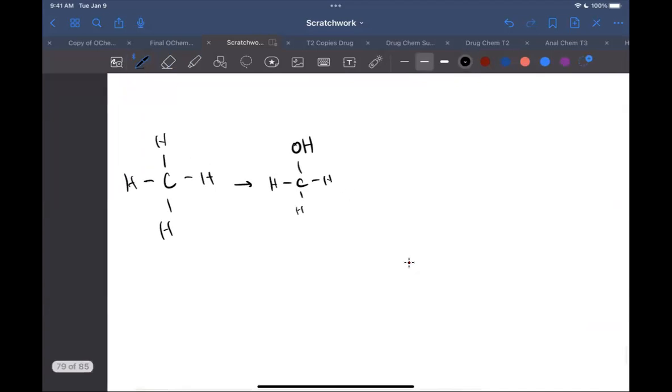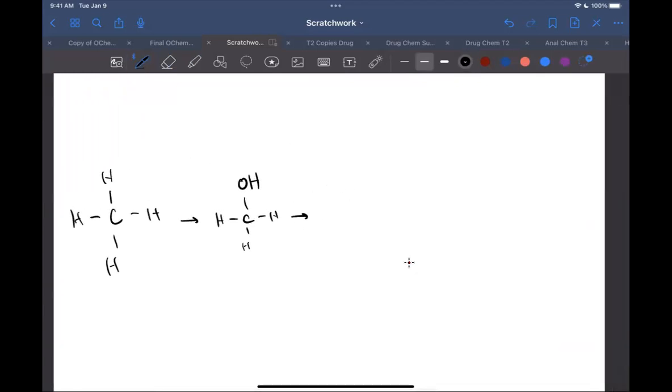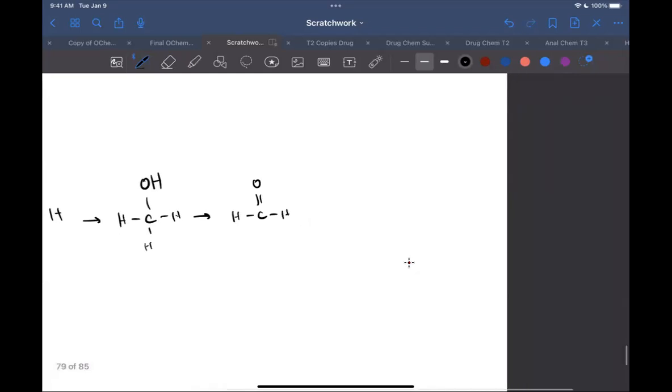Primary alcohol is methanol. Let's oxidize it again. In this step over here, we removed one of those and replaced it with an oxygen. Actually, we replace this one with an oxygen. Now for the second oxidation, let's remove another one of these H's to create an aldehyde. Then from an aldehyde, do we still have hydrogens to give up? Yes, we do, right here. So we're going to give that up and replace it with a hydrogen.